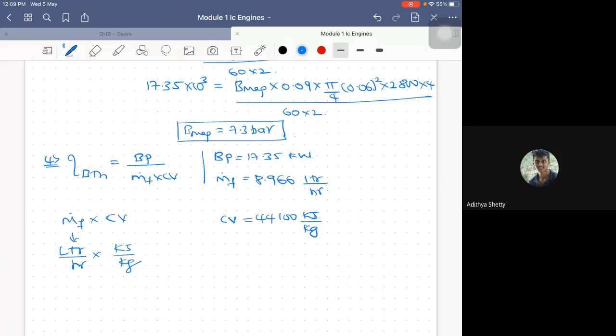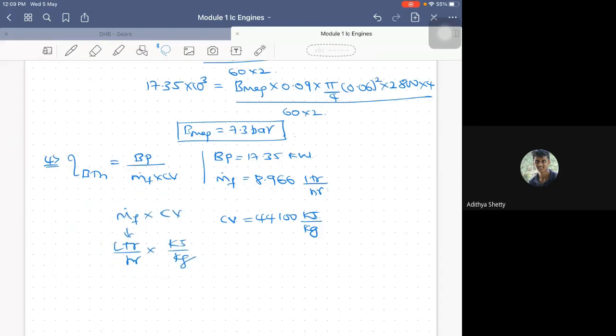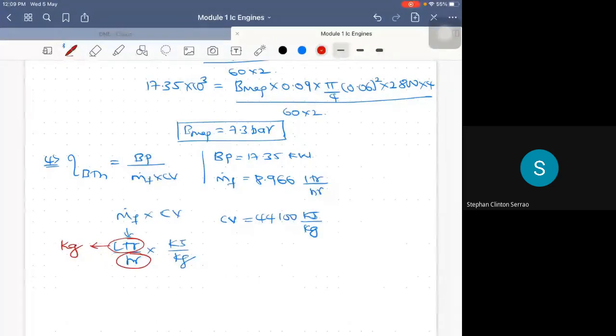No cancellation, nothing. So in this scenario, what I have to change this to? Liters to what, so that this cancels with kg? This liters has to be converted to kg. And hours has to be converted to seconds, so that in the end result I can get kilojoules per second. This is the change I require in the form of units.